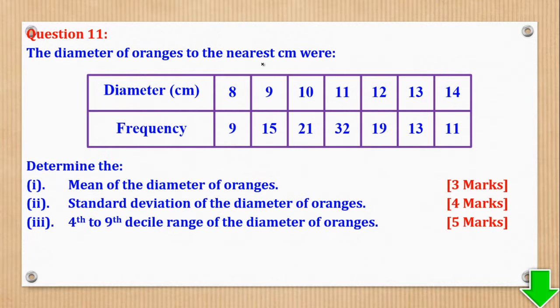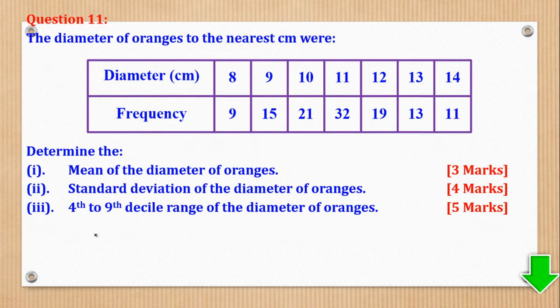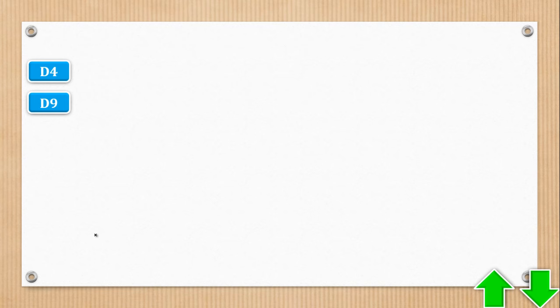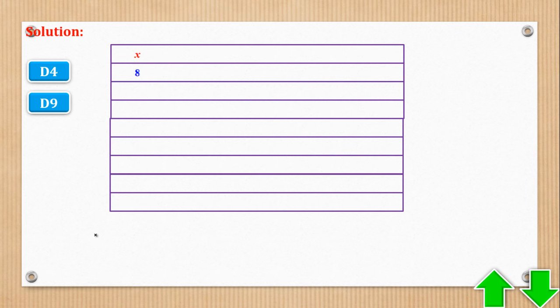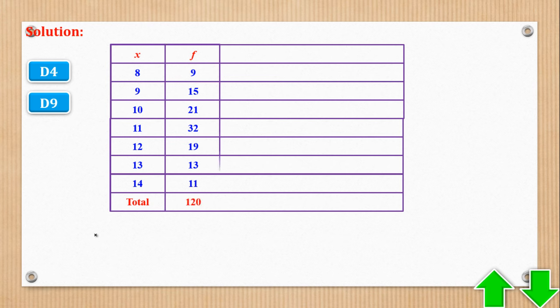Question 11 is now statistics, but this time it is ungrouped data. They want you to get the mean, standard deviation, and also the 4th to 9th decile range. So here it is ungrouped data, but with frequencies. So we shall need to tabulate, get the values of x, then also get the frequency, then the total is 120.